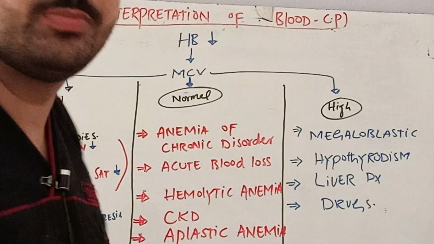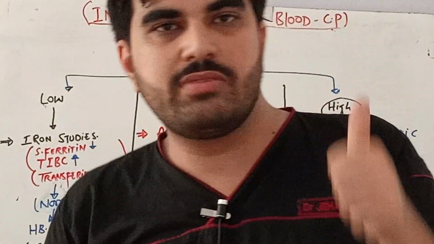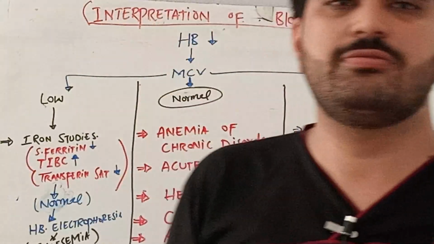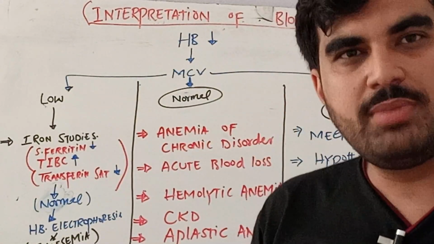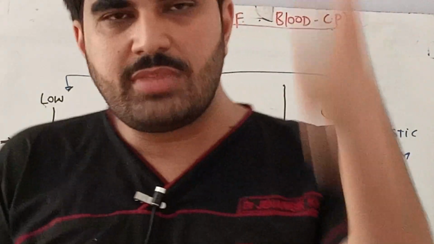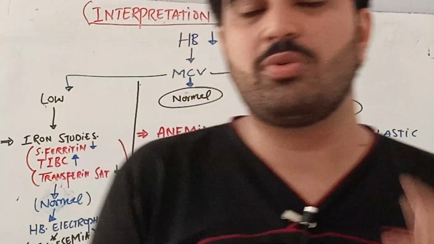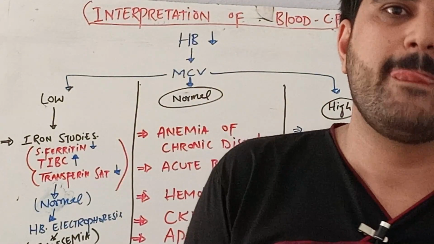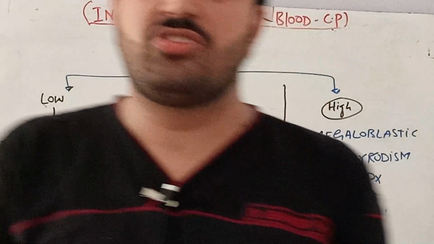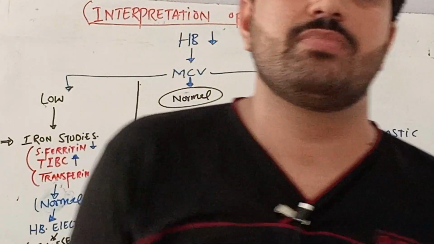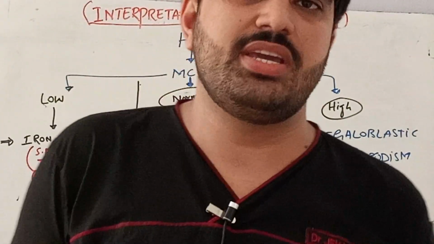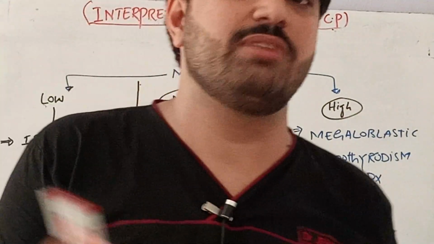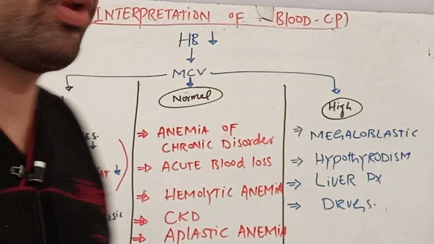Hemoglobin electrophoresis. The second most common cause of low MCV is thalassemia. The second most common cause of microcytic hypochromic anemia is thalassemia. If the hemoglobin electrophoresis is normal, what is the best next step in case of low MCV? Bone marrow. Exclude sideroblastic anemia. And if the sideroblastic anemia is excluded from the bone marrow, what is the diagnosis? That is anemia of chronic disease. Find out the chronic disease.